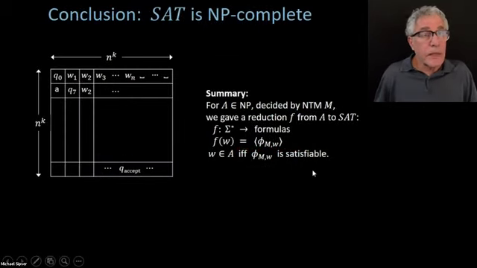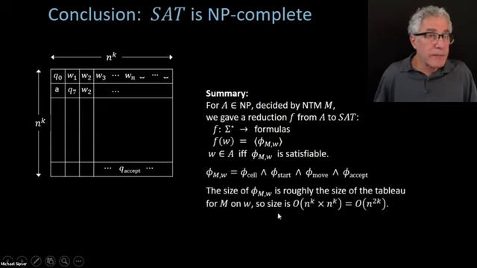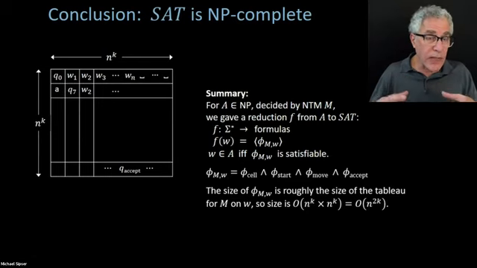So in summary, we gave a reduction from A to SAT. This is what we needed. It was in those 4 pieces. And you really just need to argue that the formula we're building is not too big. It's going to be basically the size of the tableau. The number of variables is roughly the size of the tableau. And the amount of logic that we're putting into the formula is also a fixed amount of logic, independent of n, for each of the variables in that tableau.